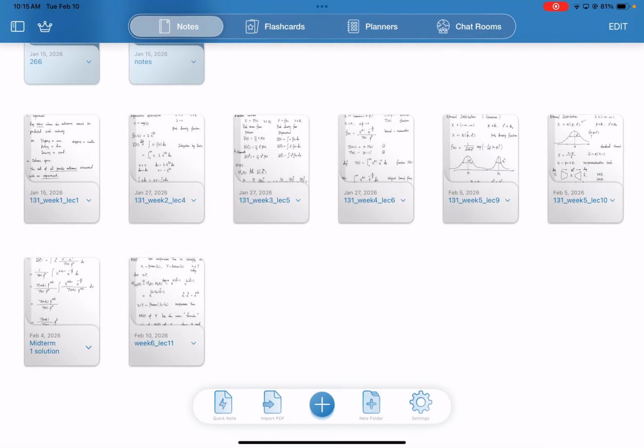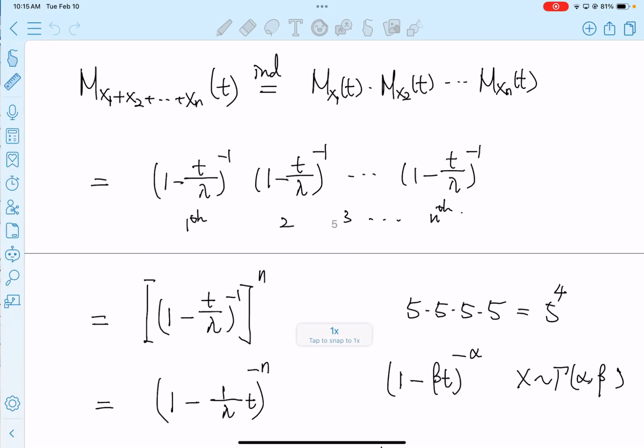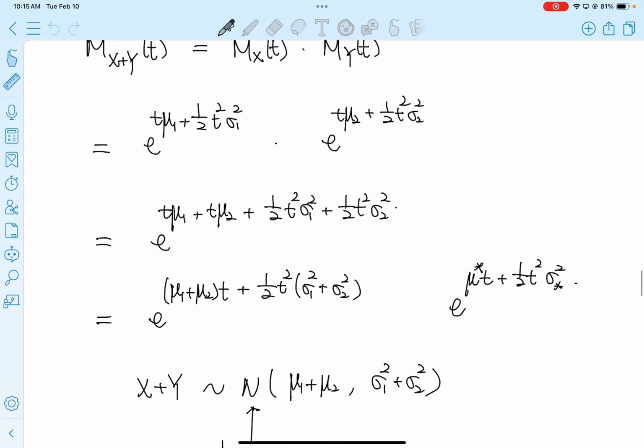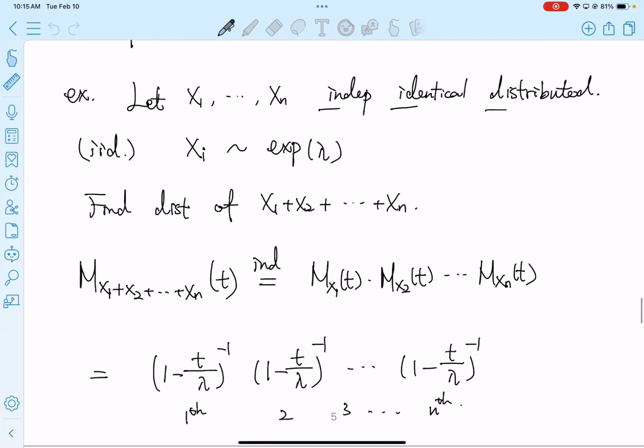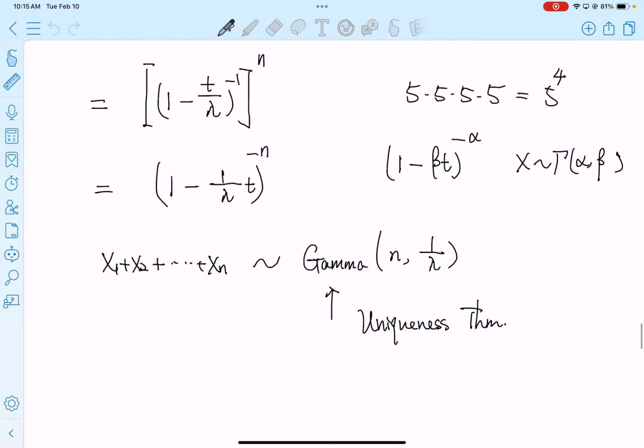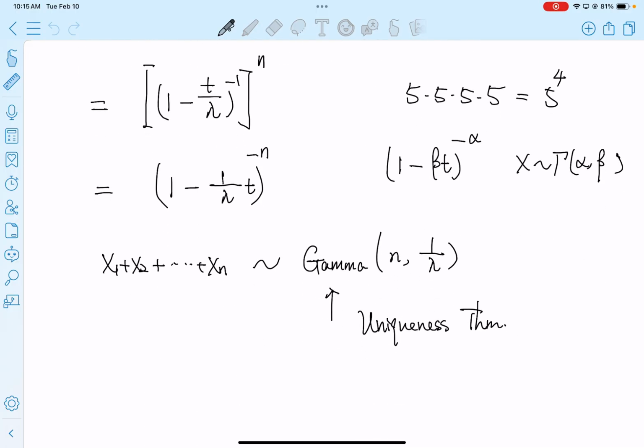Okay. Let me see what example we did last time. Yeah, I think this is the same example we did. And also, this is the example where we have a sequence of exponential distributions, but in the end, we end up with a gamma distribution.